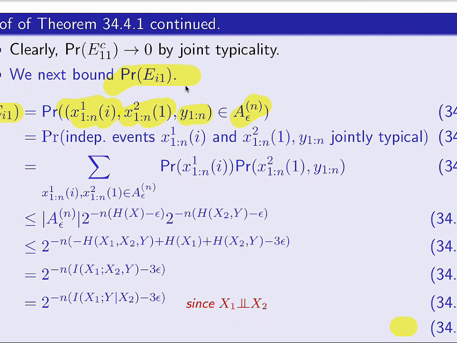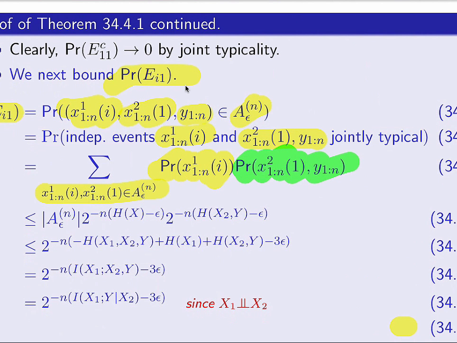So we use the independent code word construction. That means that this is exactly the same as saying these independent events, so this is independent of this, are jointly typical. So that's going to be the sum over all of these pairs in the jointly typical set, but then we take the product distribution, because remember, it's an independent event. So I can use this in different colors.